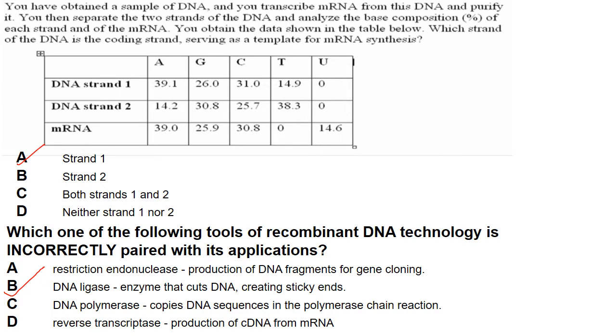You have obtained a sample of DNA and you transcribe mRNA from this DNA and purify it. You then separate the 2 strands of the DNA and analyze the base composition of each strand and of the mRNA. You obtain the data shown in the table below. Which strand of the DNA is the coding strand? So it is strand 1 because that has the same base composition as that of the mRNA. Answer is option A, that is strand 1.